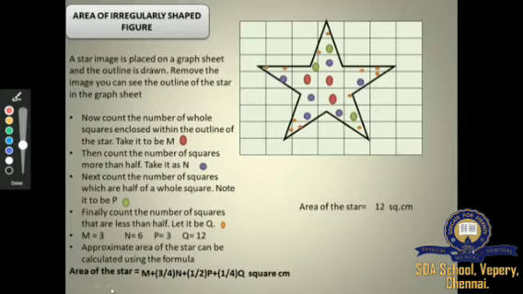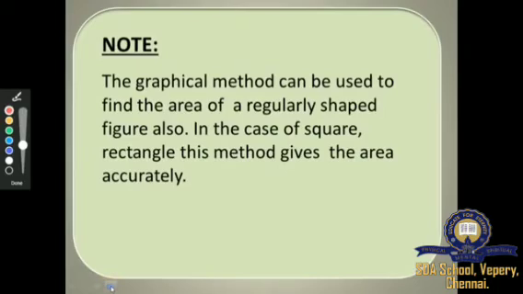Likewise, you can calculate for any irregularly shaped figure. Note, the graphical method can be used to find the area of a regularly shaped figure also. In the case of a square or rectangle, this method gives the area accurately.